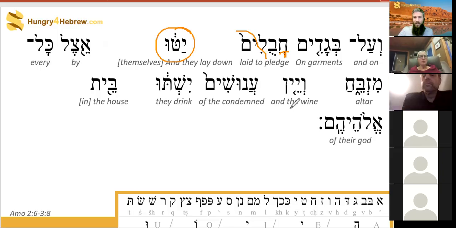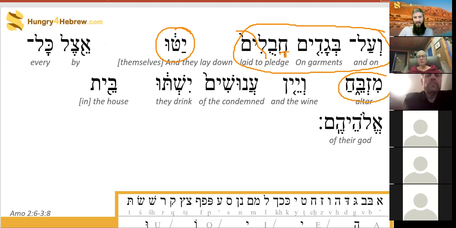But the irony is that they're lying around on a pledged garment. They're being pious while doing it. Oh, but we don't know whether it's actually God's mizbeach. It could be somebody else's. So it quickly flips back to, you're being a terrible, terrible person. It's just like one thing after another. You think about the history of Israel, how many times it emulated its neighbors and worshipped other gods.